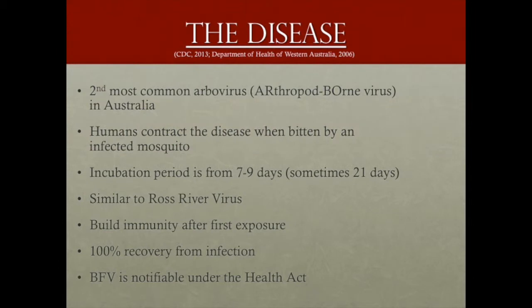The Barmah forest virus is the second most common arbovirus in Australia, following the Ross River virus, with 1,487 cases identified in 2009. The only way humans can contract the disease is through being bitten by an infected mosquito. Its incubation period is typically 7 to 9 days, but can be up to 21 days for some.